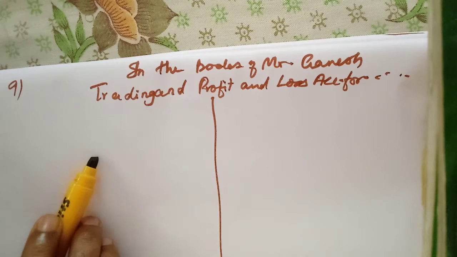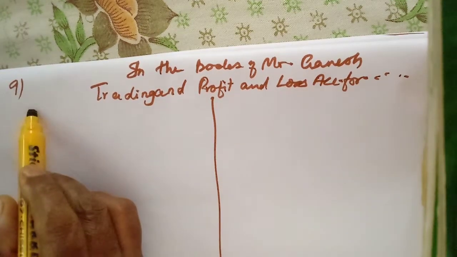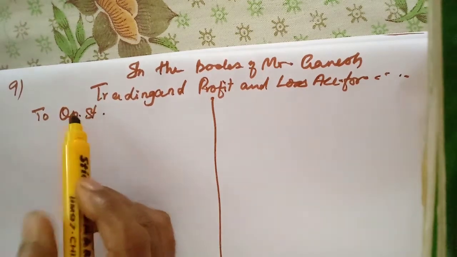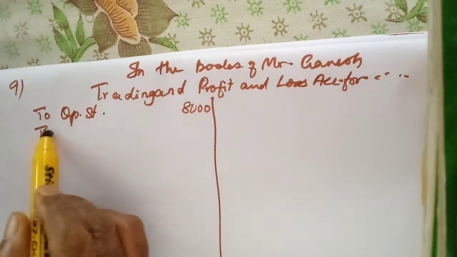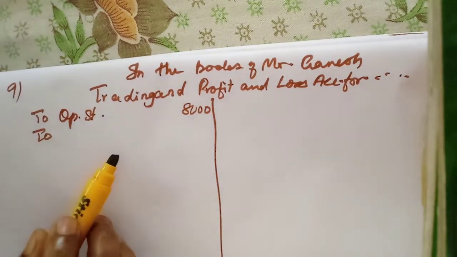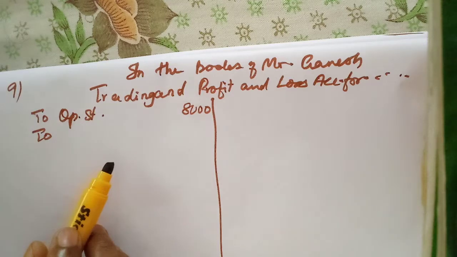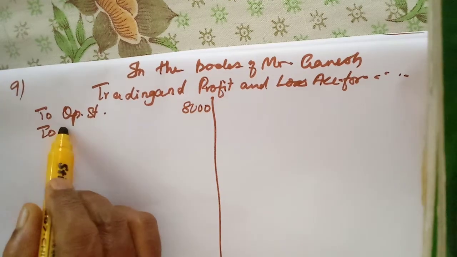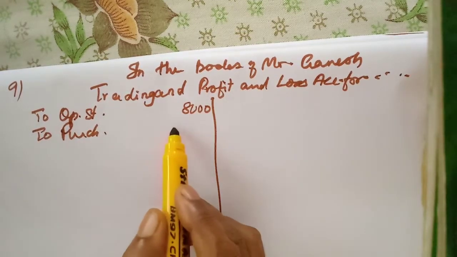First one, opening stock. So now you remember the trading account. What is the first item? To opening stock, 8,000. Then to purchases. Purchases given. You search for any purchase returns or return outward given. So no returns, isn't it? So to purchases, 22,000.